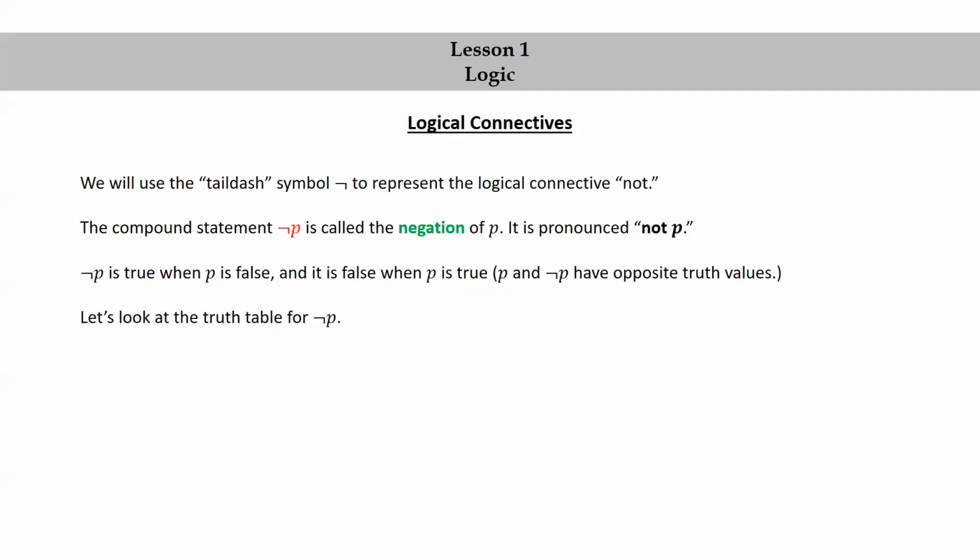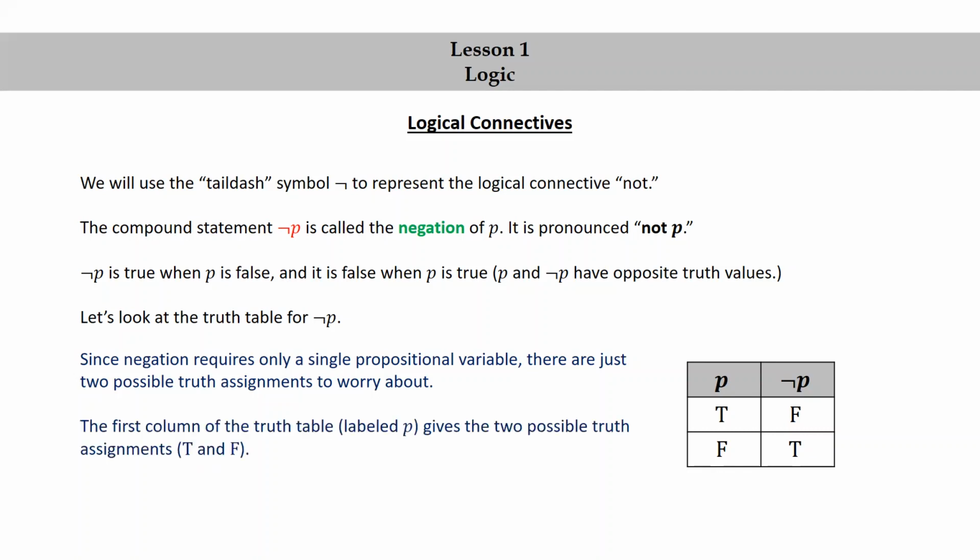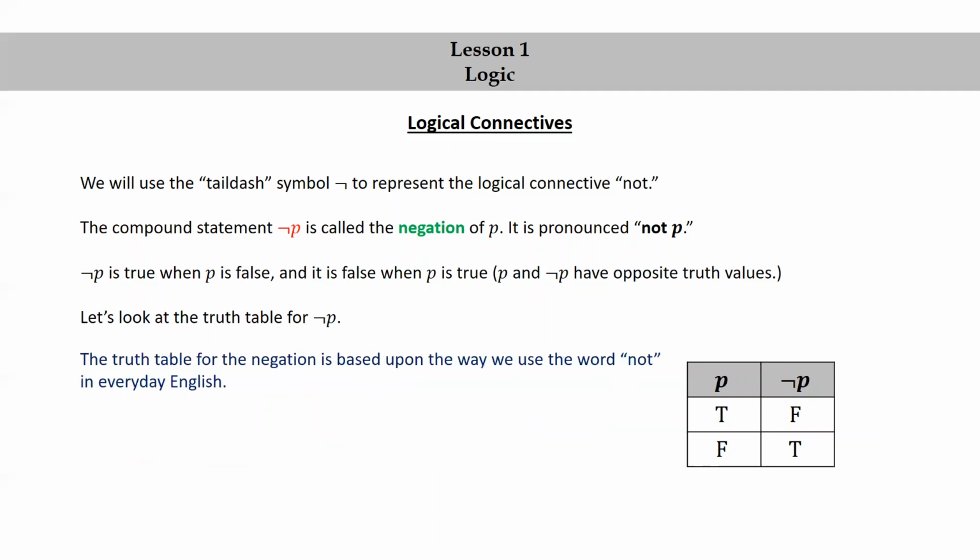Let's look at the truth table for not P. We see that not true is false, and not false is true. Since negation requires only a single propositional variable, there are just two possible truth assignments to worry about. The first column of the truth table, labeled P, gives the two possible truth assignments, true and false.